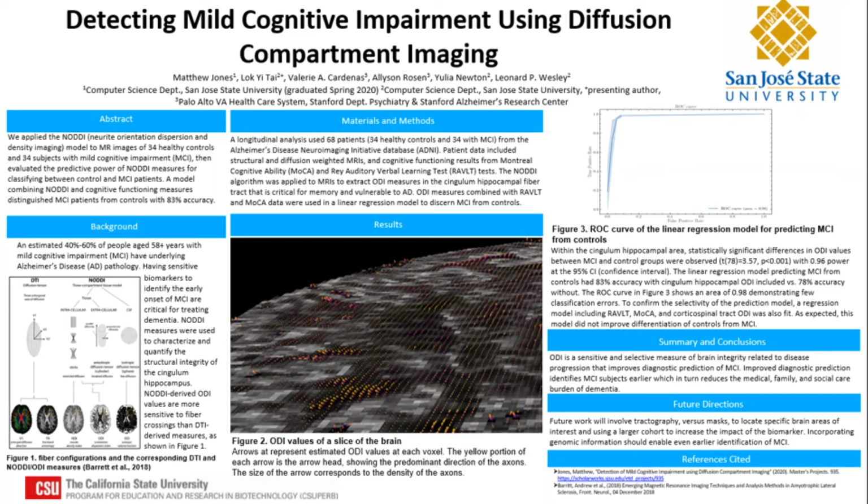Our model has an accuracy of 87% in identifying MCI subjects. The ROC curve in Figure 3 also shows that our model has few classification errors. In conclusion, ODI is a sensitive measurement of brain integrity which helps distinguish MCI and healthy controls. Future research can be done by repeating this experiment with a larger cohort.